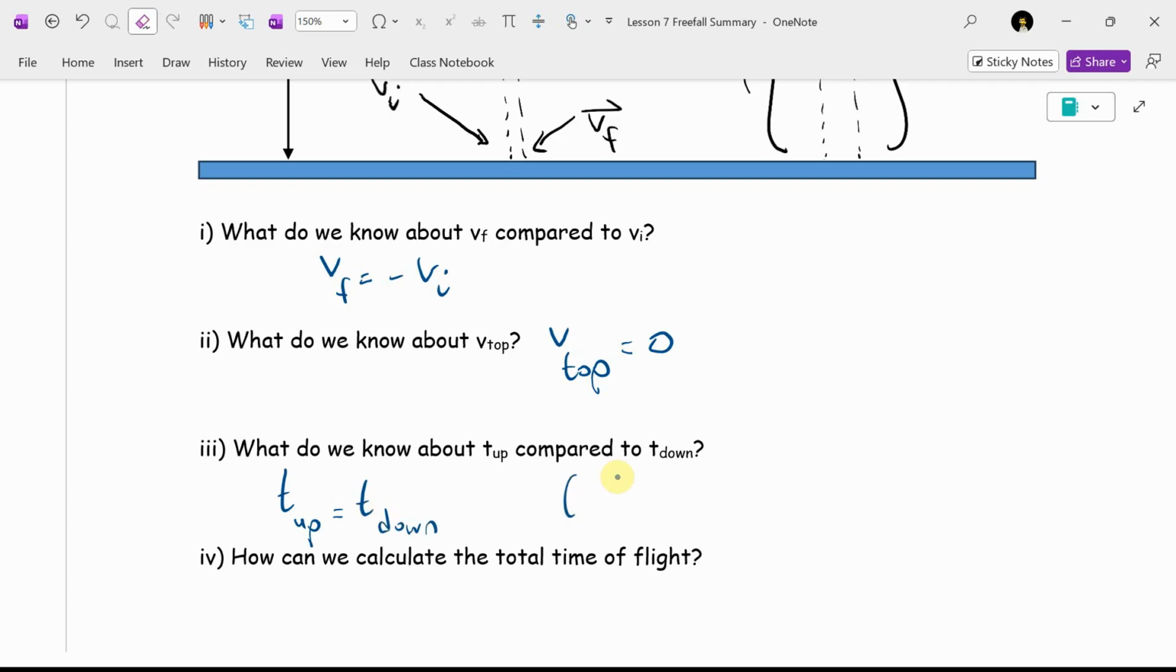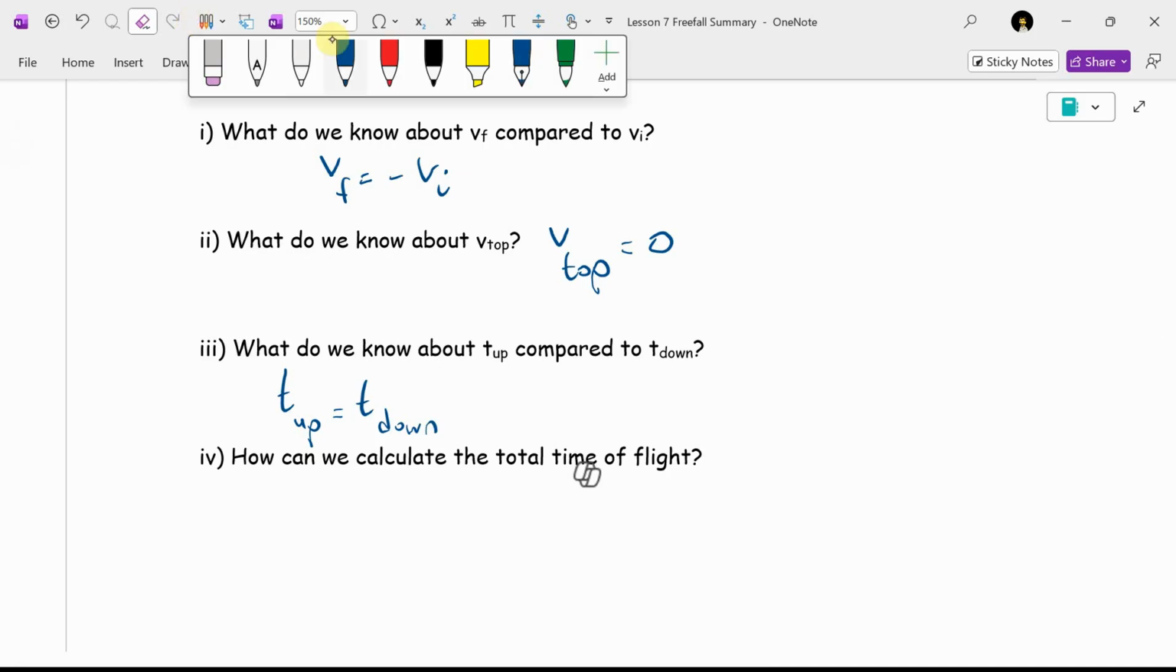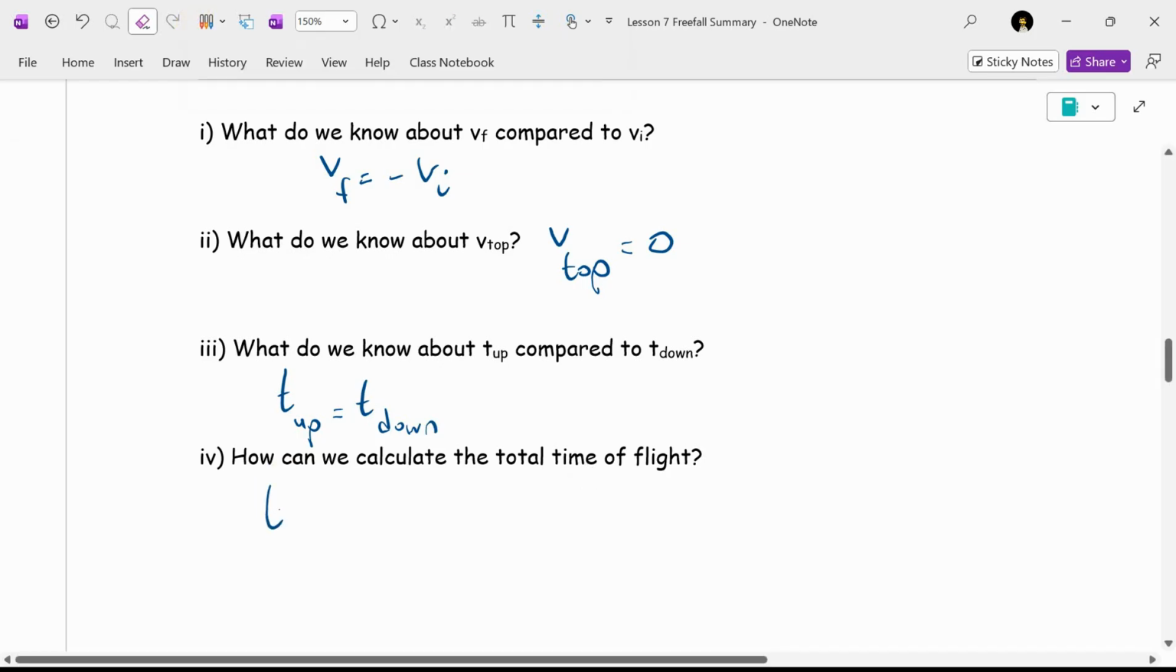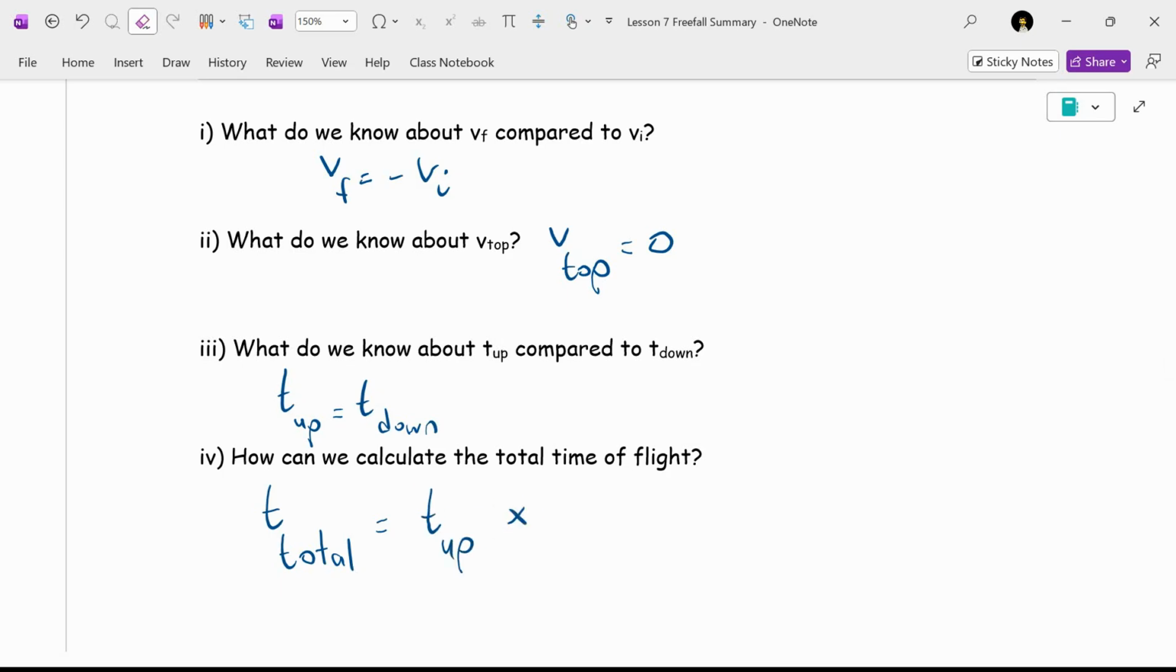So how can we calculate the total time of flight? One easy way to do this is to say this: time total equals T up times 2. Emily, what did you suggest a few minutes ago? Times 2. Okay.